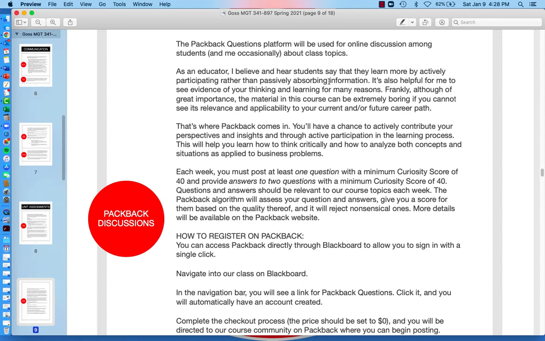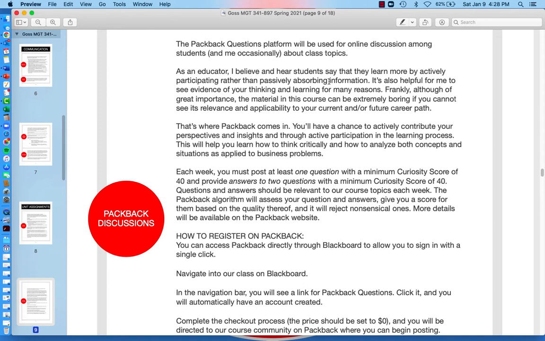Now, I have set the minimum curiosity score, which is the minimum threshold for receiving credit for these, at 40. Let me tell you this: a few good, well-written sentences plus a link to a credible source, and you've got 40 blasted out of the park.